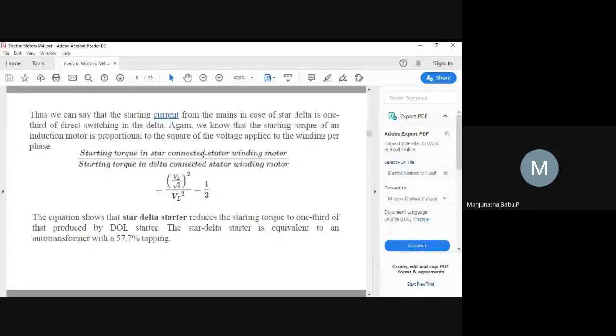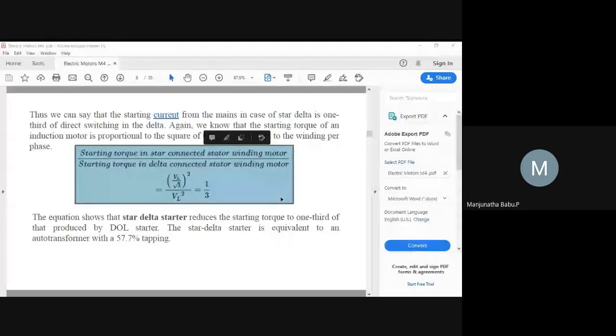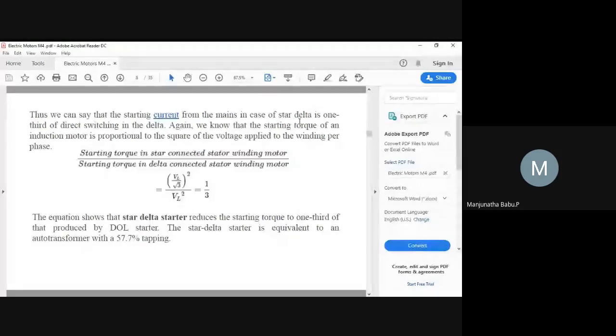So how has this equation been represented? Based on the torque equation. Okay. The starting torque of an induction motor is proportional to the square of the voltage applied to the winding per phase. So based on that, we are representing the starting in star and delta connection. Any doubts? No, sir. So this is with respect to the star delta connection.